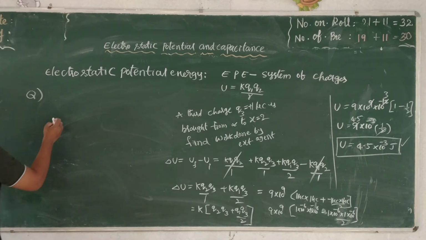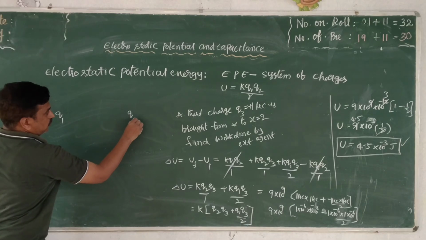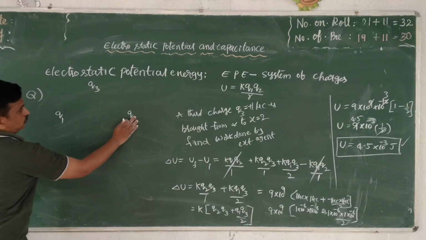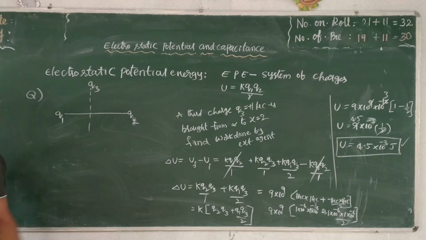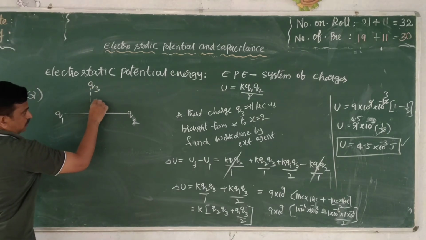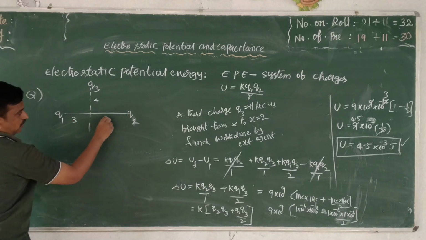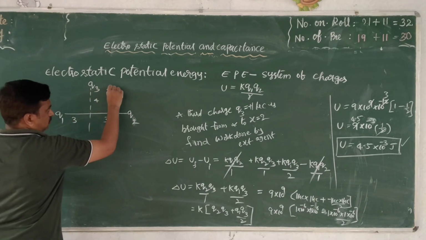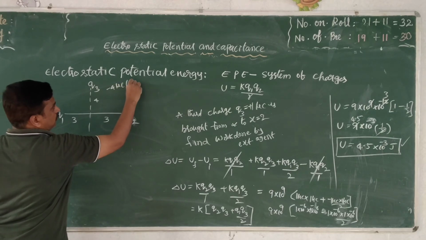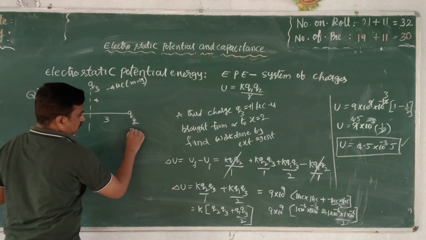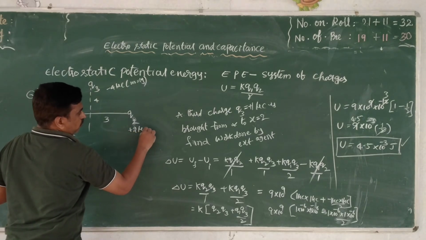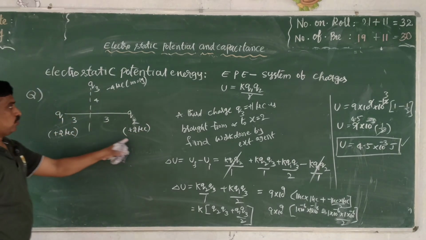Here three charges are there: Q1, Q3, and another Q3 here. Q2 is at the center. At what distance? 4 meters, and it is 3 meters. This charge is minus 4 microcoulomb, mass is 1 gram. This charge is plus 2 microcoulomb, and this charge is plus 2 microcoulomb. These are the charges Q1, Q2 and Q3.